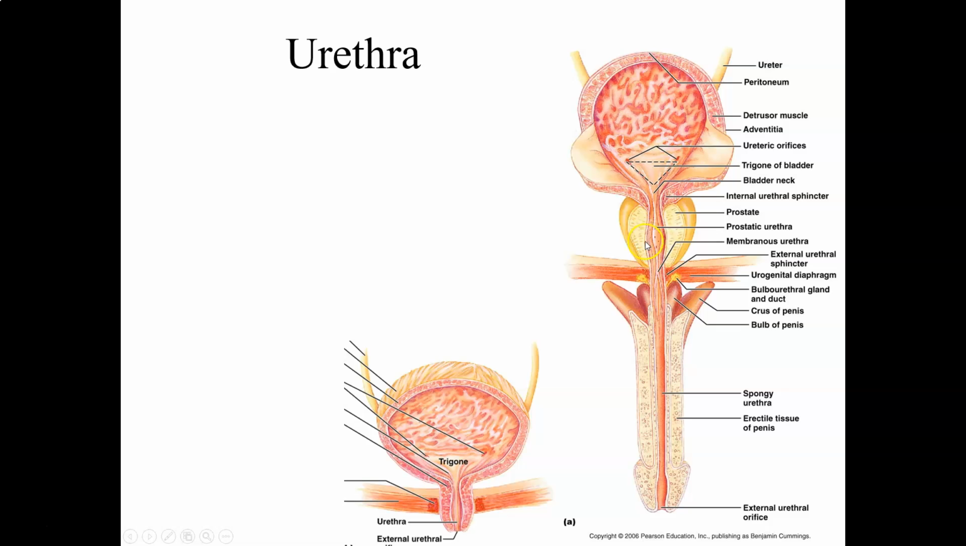This is one of the reasons why men tend to have problems urinating as they get older: the prostate enlarges and it pinches off the urethra inside of there. Women don't have a similar problem because we don't have that. Women have a much shorter urethra. Men's has to be as long as the penis and the prostate, and so it is a longer organ.